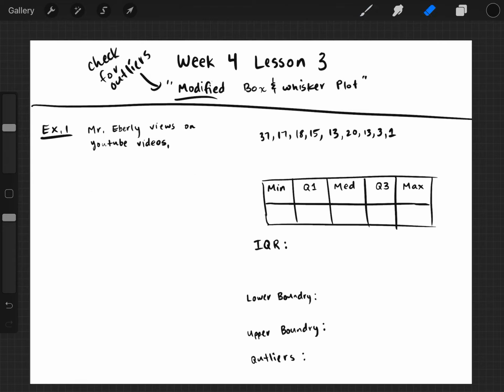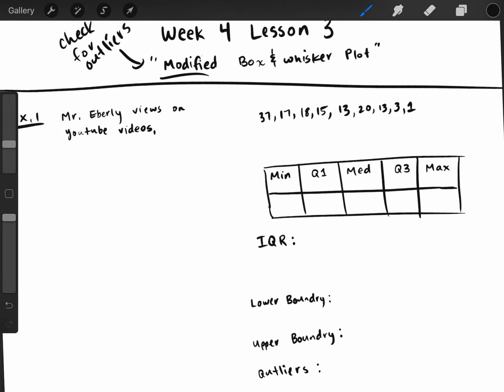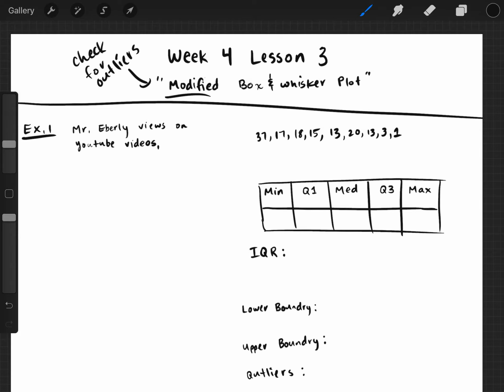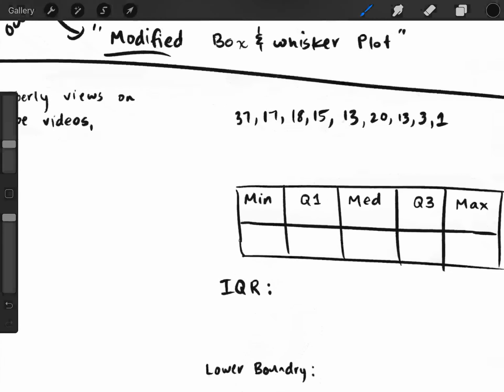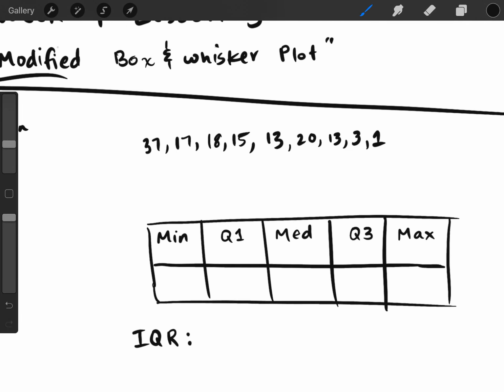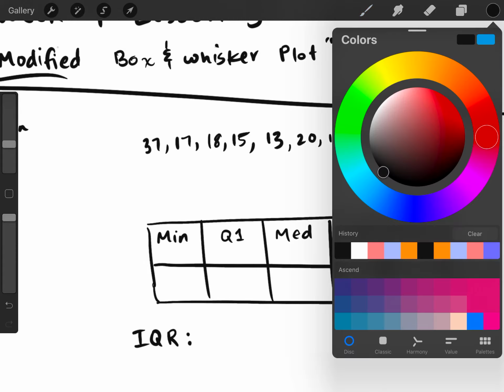Now, if you don't remember what outliers are, those are numbers that are super far away. Say I was looking at an average test score, and we had scores of like 70, 75, 82, 76, and then someone scored a 10. Right? That 10 would be an outlier. What we're going to do today is look at how we can find that outlier and how we are going to represent that on our box and whisker plots.